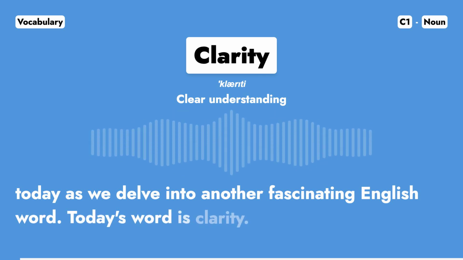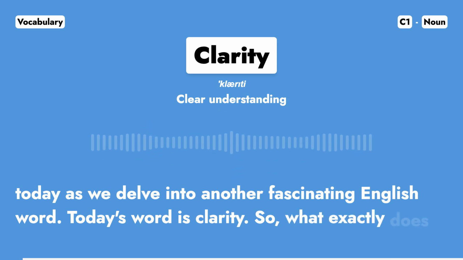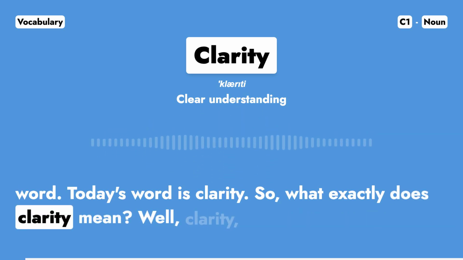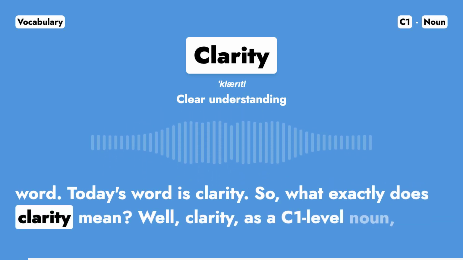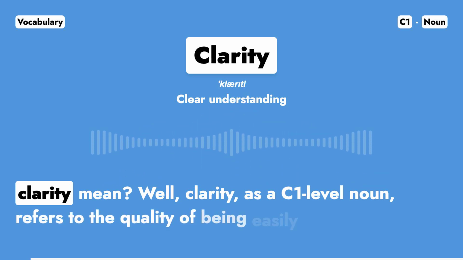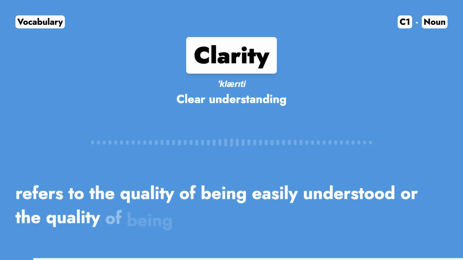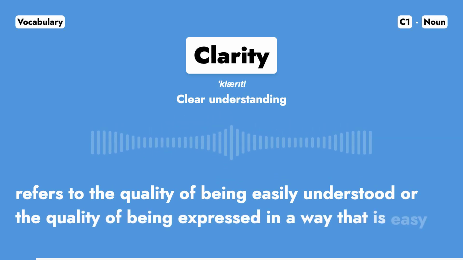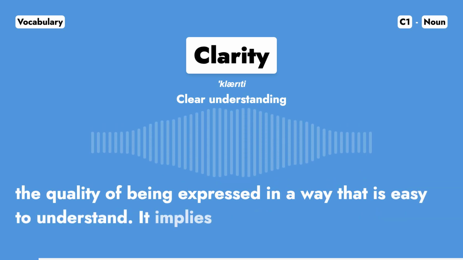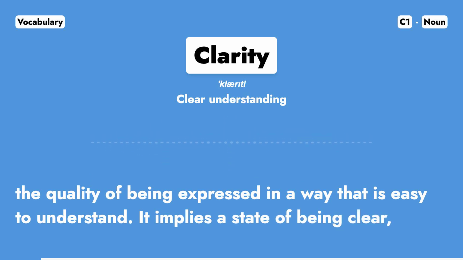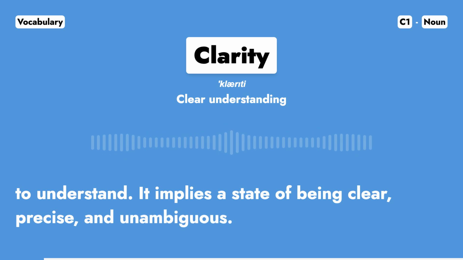Today's word is clarity. So, what exactly does clarity mean? Well, clarity, as a C1 level noun, refers to the quality of being easily understood or the quality of being expressed in a way that is easy to understand. It implies a state of being clear, precise, and unambiguous.